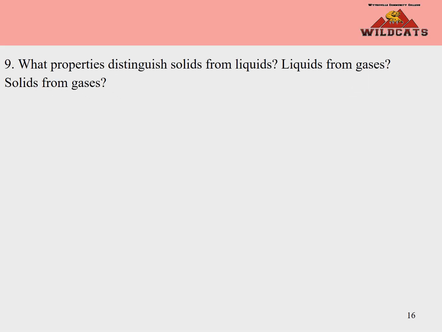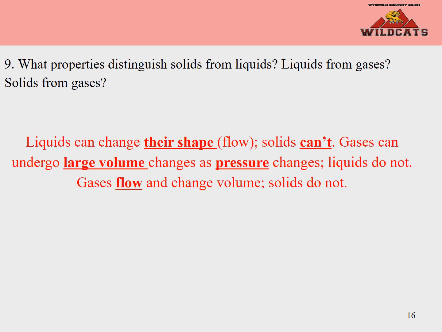So what properties distinguish solids from liquids, liquids from gases, and solids from gases? See the number 9? That means this is question number 9 at the end of the chapter. Well, liquids can change their shape or flow. Solids can't. Remember, they're rigid. Gases can undergo large volume changes as pressure changes. Release the pressure on a gas and it'll keep expanding out. Liquids don't. They basically stay close to each other.